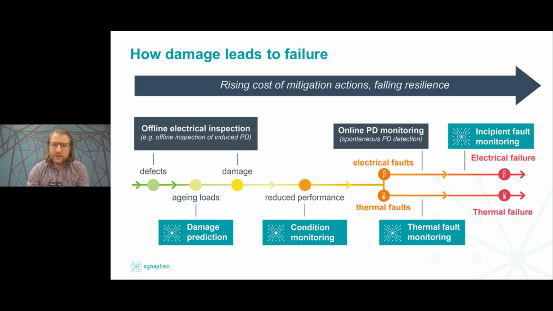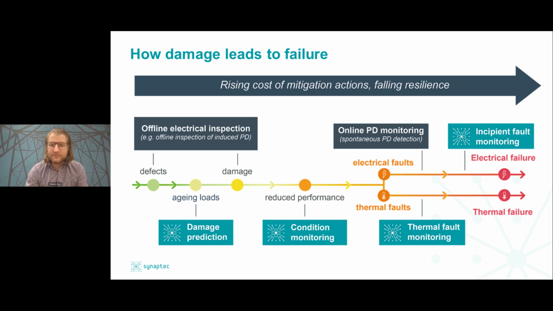So what's the bigger picture here? This slide summarizes our analysis methodology. And what we're saying here is that the key point is that by using this distributed sensing approach, we can intervene at multiple early stages before the asset actually fails.